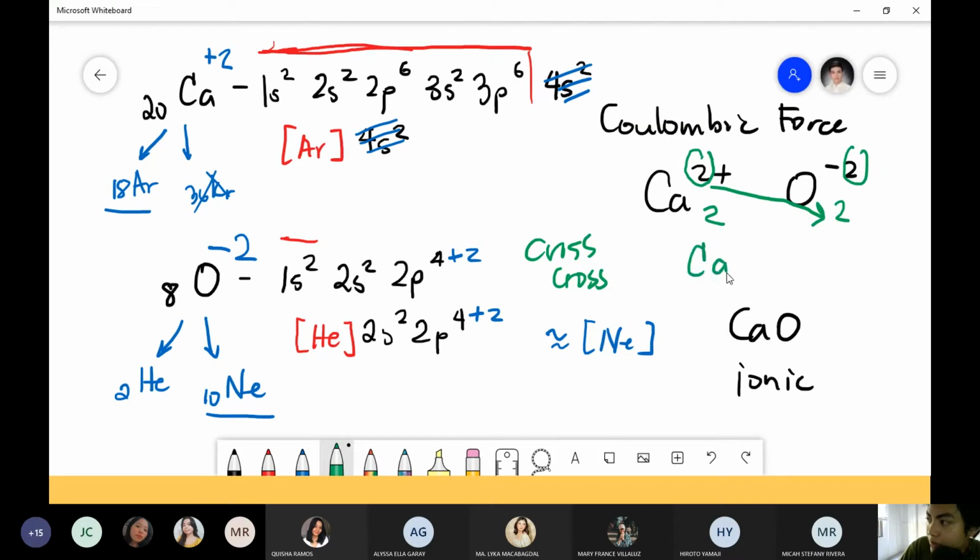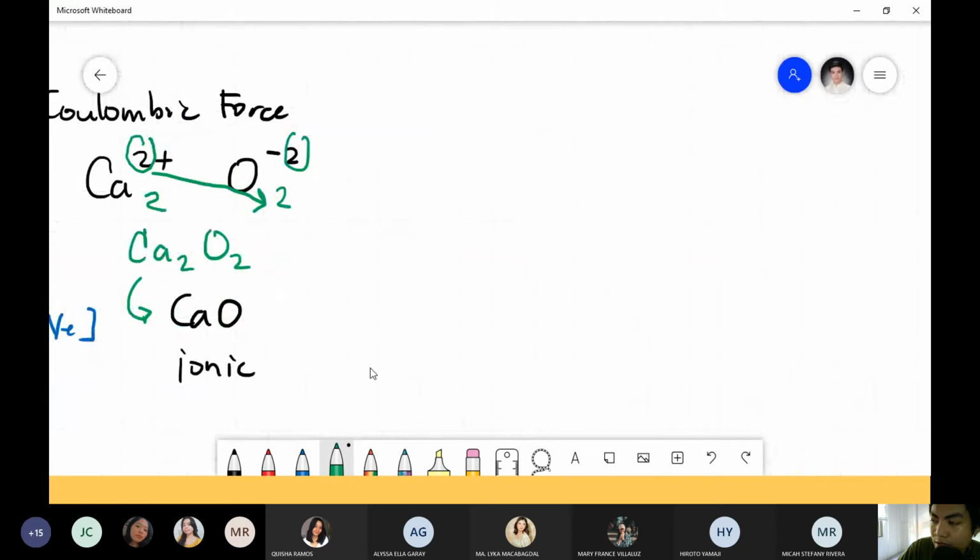So as you can see, it should be Ca2O2. However, if your subscripts are reducible, ibig sabihin kung parehas 2 yan, you can reduce that to 1 now. So these subscripts are reducible to lowest terms, which is 1. So that's why we only write CaO. But always keep in mind that the charge of calcium and oxygen is not 1. This is the common problem that students face, especially my senior high school students, medyo may iba pa rin nalilito that time eh.